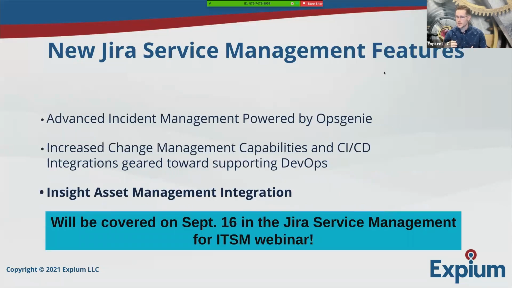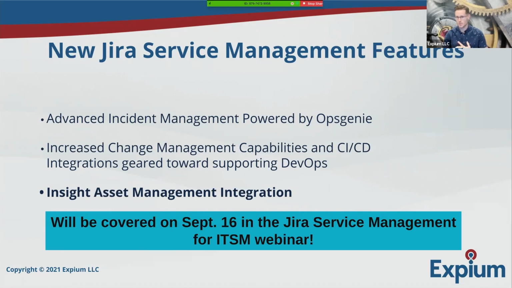Recently, Atlassian has released some new features for Jira Service Management and rolled in some new tools. First being incident management by Opsgenie. Many of you might know Opsgenie as a standalone alerting tool. Atlassian has now rolled that into a native integration in Jira Service Management, and that's available now. We talk more about that again in that September 16th webinar.